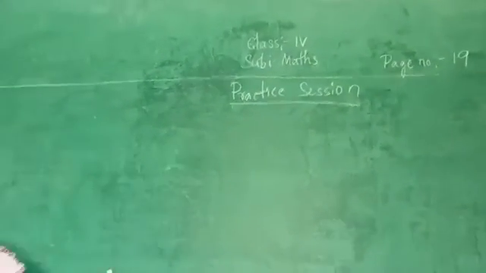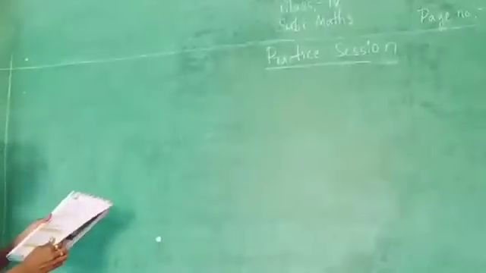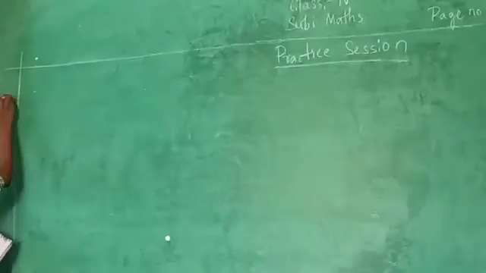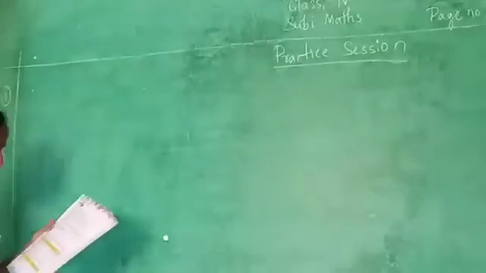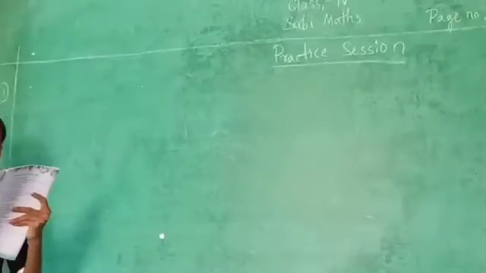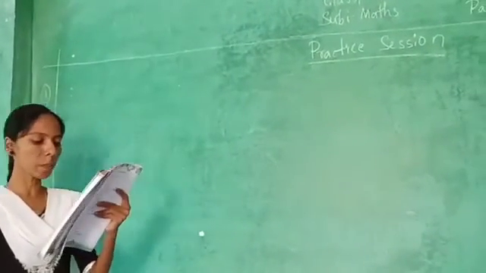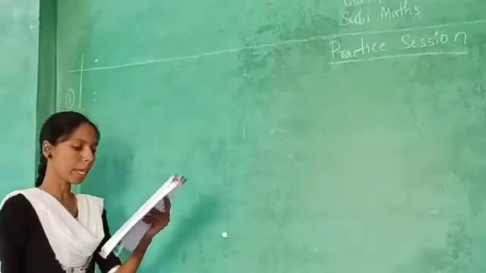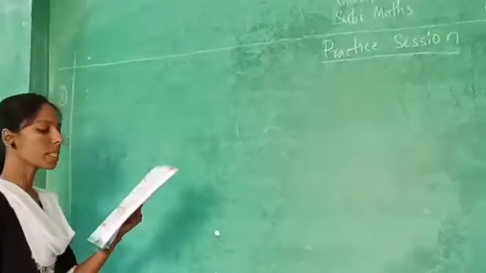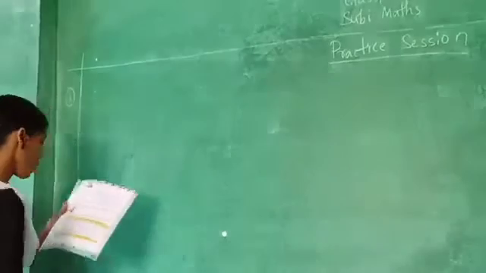Now, practice section, page number 19. That is the first bit I am going to write on the board. What they have given in the first bit: using the Indian place value chart, write numbers after putting commas between each period and also write the number name. Means we have to put the commas and also write the number name.